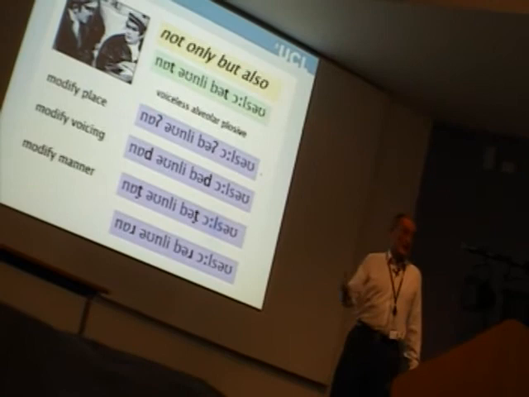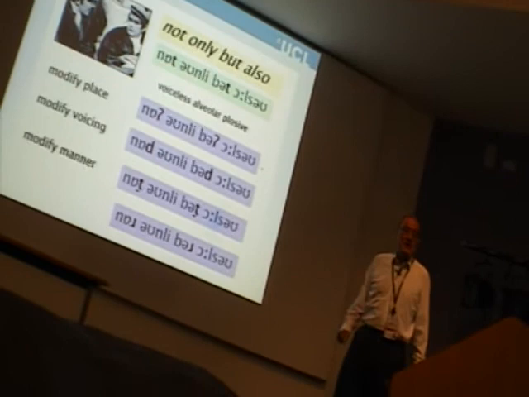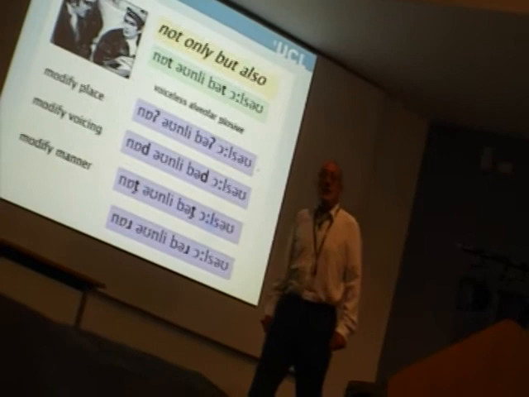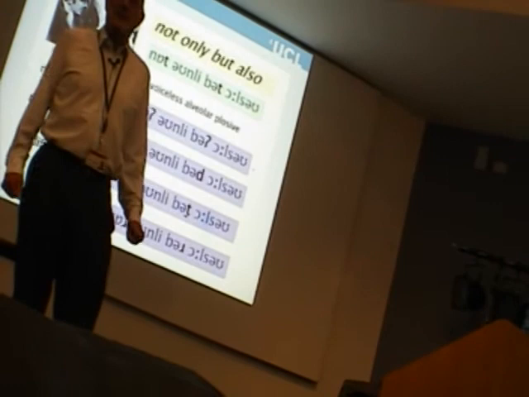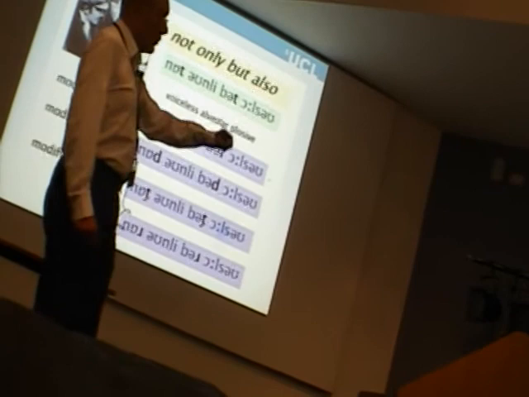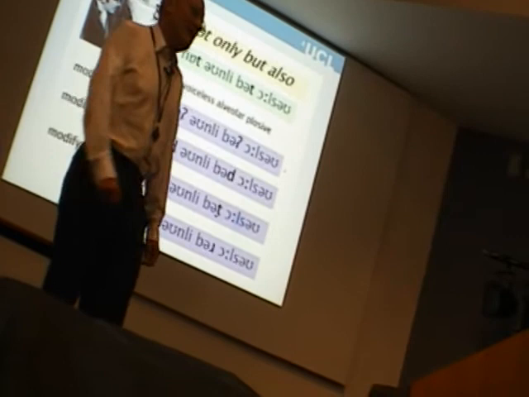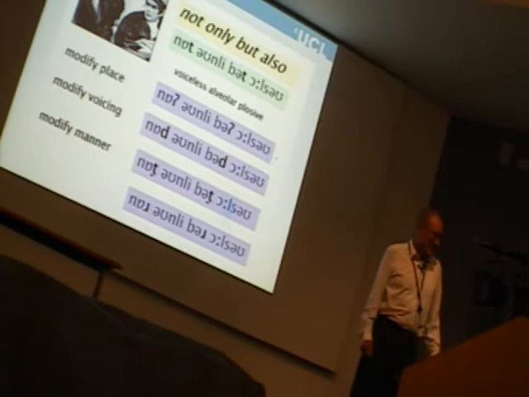Or we can modify the manner of articulation, changing it into some kind of fricative. So in Irish English, you get not only, but also, with a kind of fricative, not quite the same as an S, but rather similar. You get this in Liverpool speech as well. Or in the north of England, you've also got the possibility of making it an approximant. So you could modify any of the three categories, voicing, place, or manner, but usually I think only one.